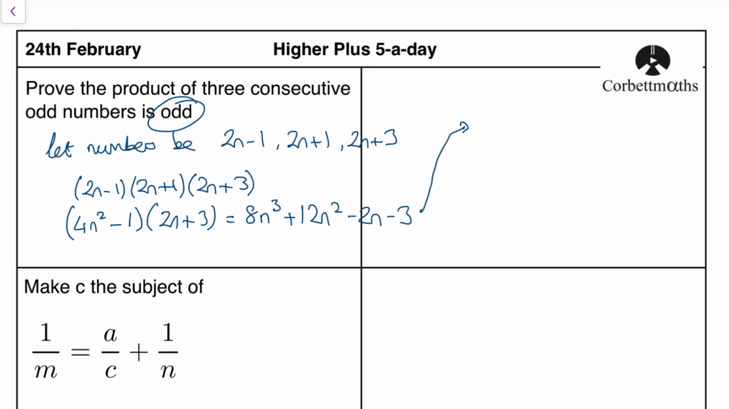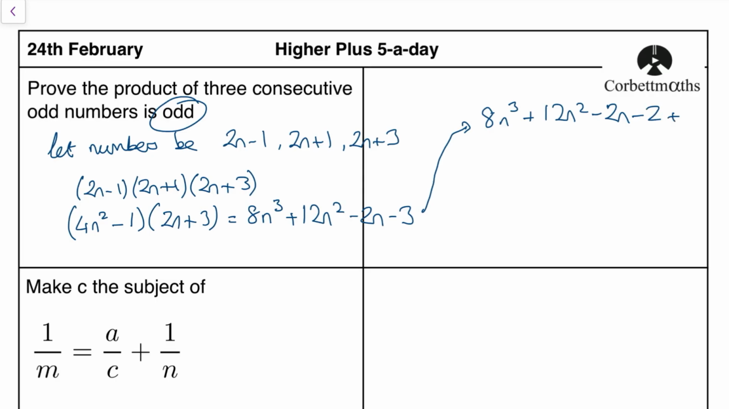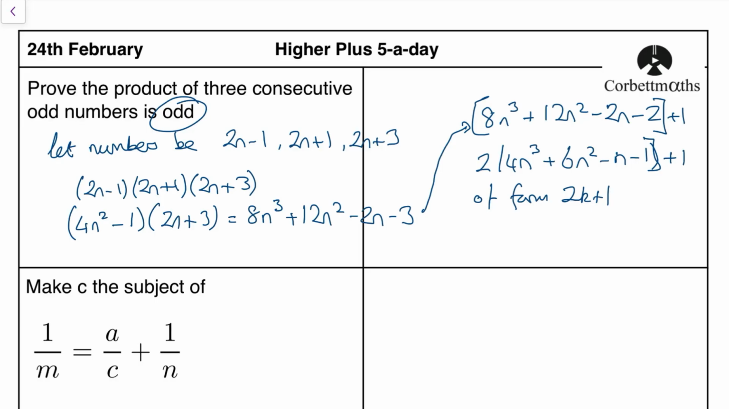Now, I need to show I can write that in the form 2k plus 1. So I'm going to say this is equal to 8n cubed plus 12n squared minus 2n minus 2 plus 1, and that is because I can factorize this down to 2 times (4n cubed plus 6n squared minus n minus 1) plus 1, which is of the form 2k plus 1, which I'm happy with.